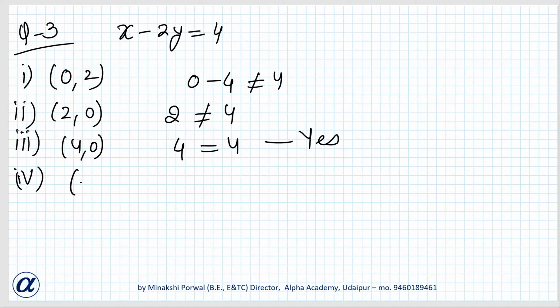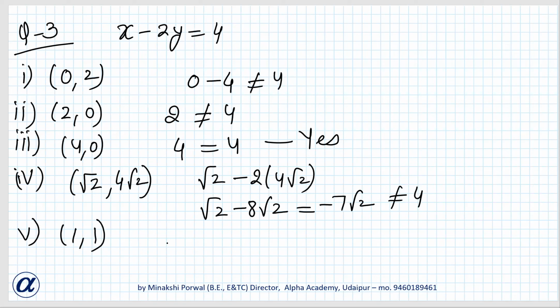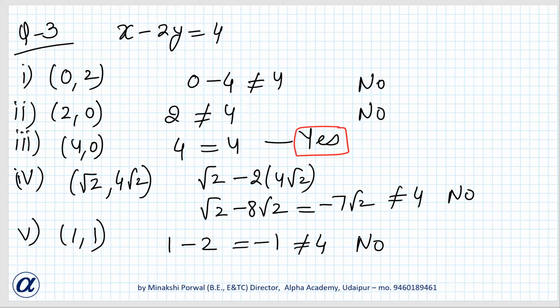Fourth, 2 comma 4 root 2. So it is 2 minus 2 into 4 root 2. That is equal to 2 minus 8 root 2. That is equal to minus of 7 root 2, which is not equal to 4. Fifth one, 1 comma 1. When x is 1 and y is 1, it is equal to minus 1, which is not equal to 4. So no, all these are not solutions. Only this one is a solution.